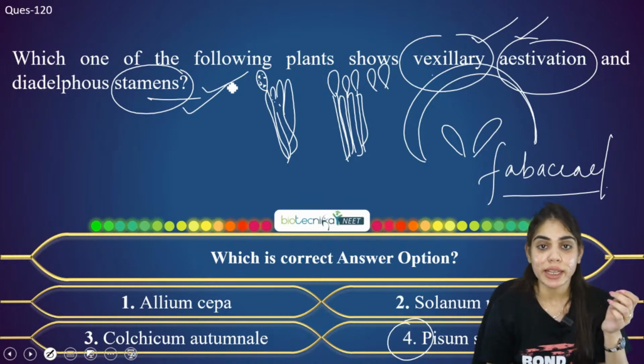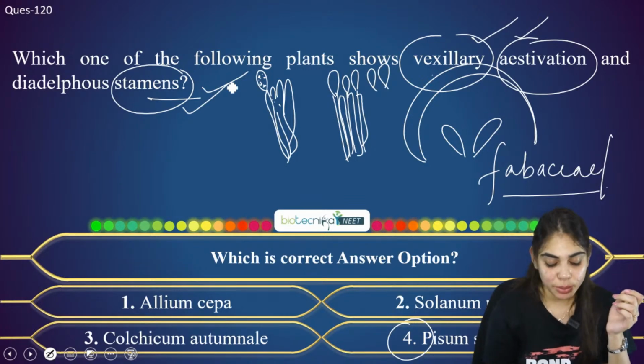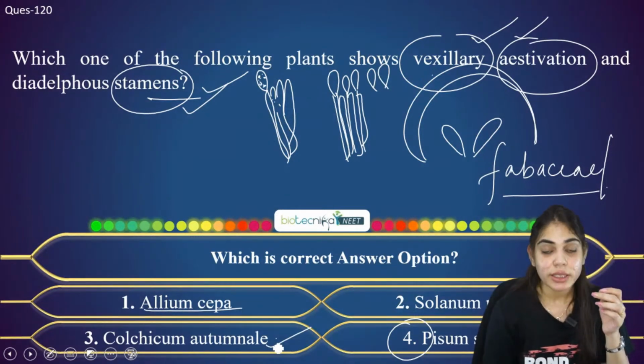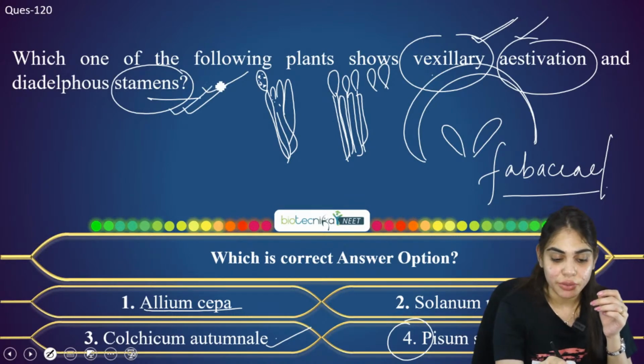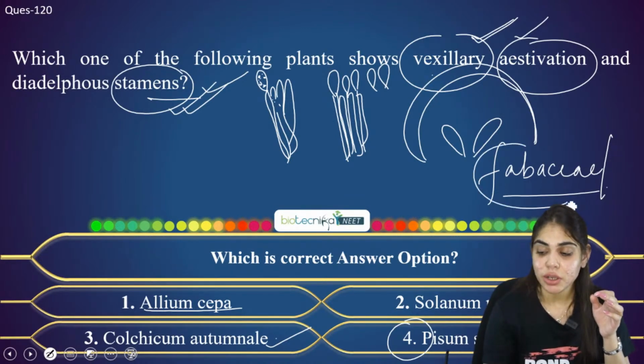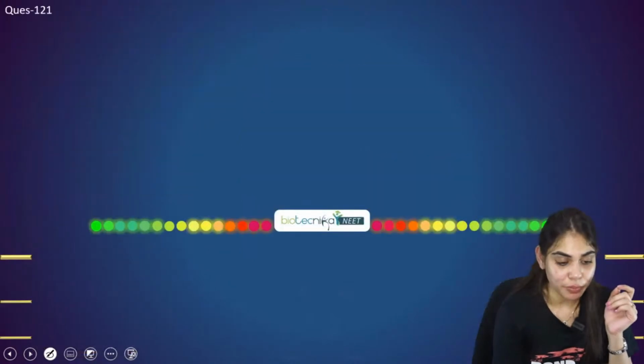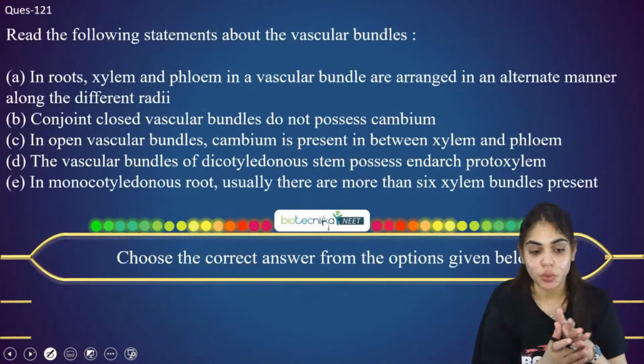And why are we not taking other options into account? Because Colchicum autumnale as well as Allium cepa belong to the Liliaceae family. But both these features are for Fabaceae or Leguminosae. And again, Solanum is from the Solanaceae family. So here the right answer is option 4, that is Pisum sativum. Now let's move to question 121.